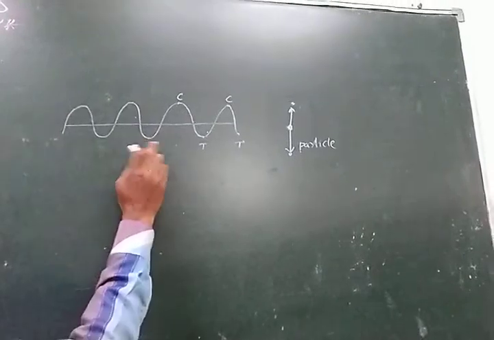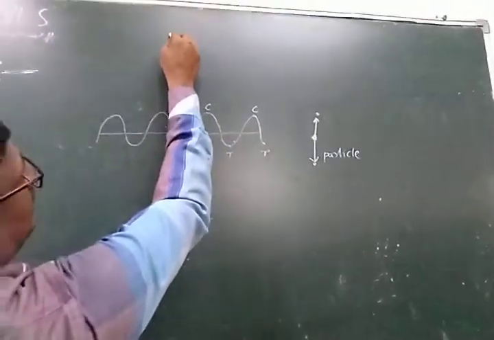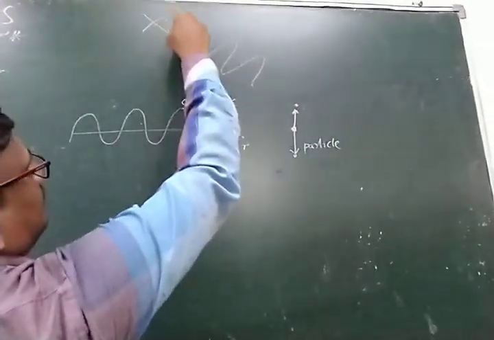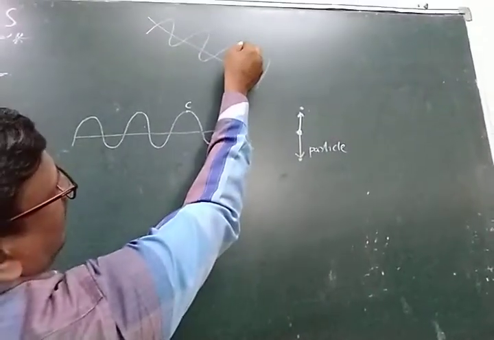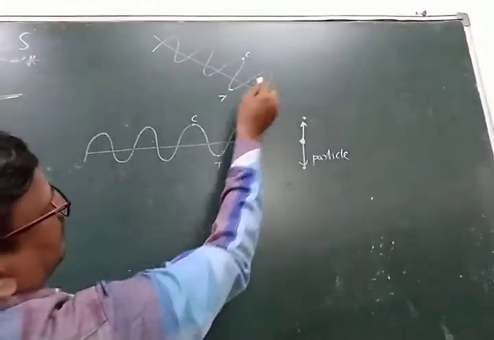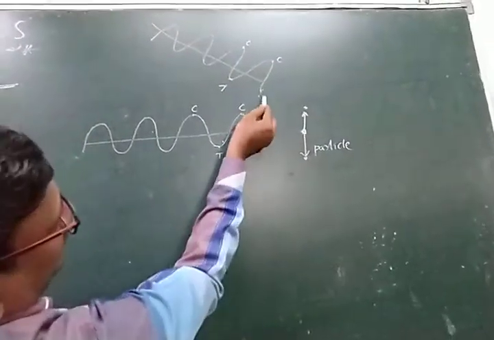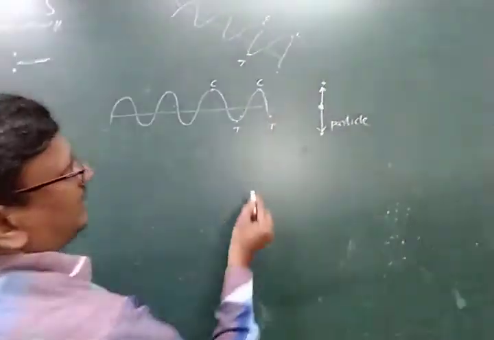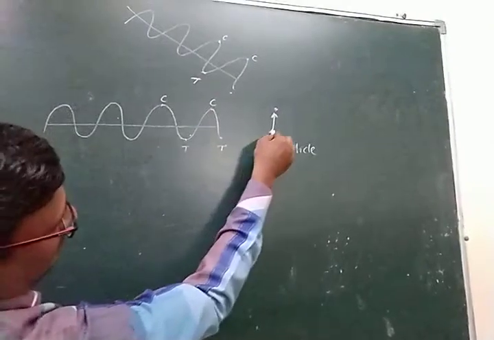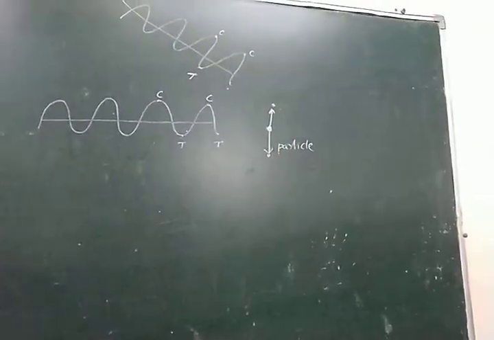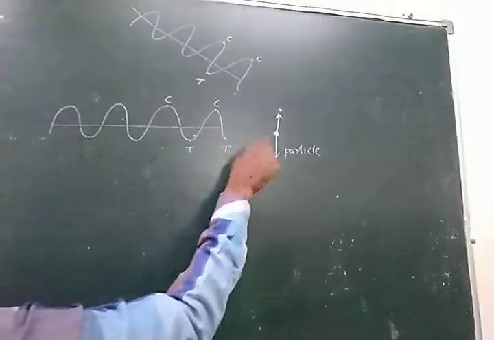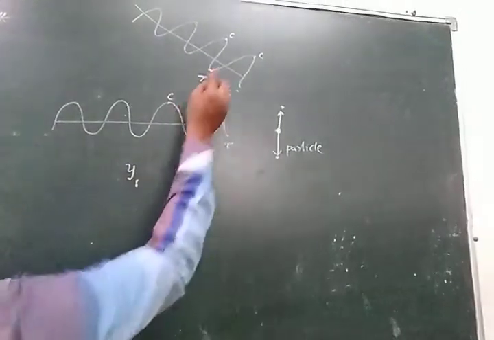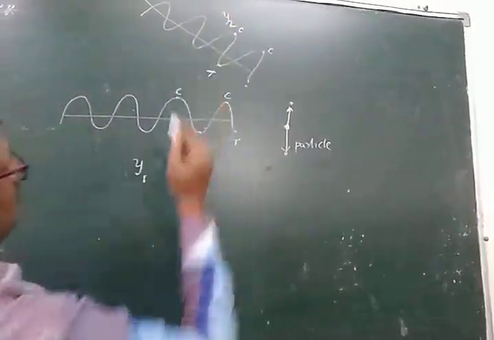This is the first wave. Now we consider another wave. This wave also has crests and troughs. Again, when the crest is incident on this particle, it moves in an upward direction, and when the trough is incident on this particle, it moves in a downward direction. Again it is vibrating. For the first wave we consider the displacement y1, and for the second wave we consider the displacement y2.